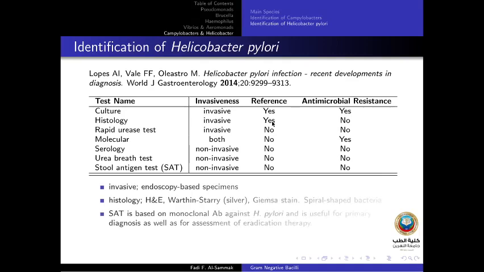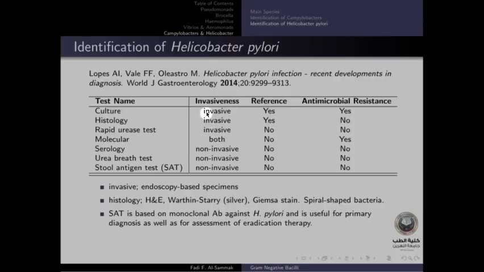And here we have the Warthin-Starry stain, which is a silver stain, and also Giemsa stain. We can see here the spiral-shaped bacteria in histology. It's considered invasive. So culture and histology are considered the reference methods to detect H. pylori, and both of them are considered invasive along with the rapid urease test.